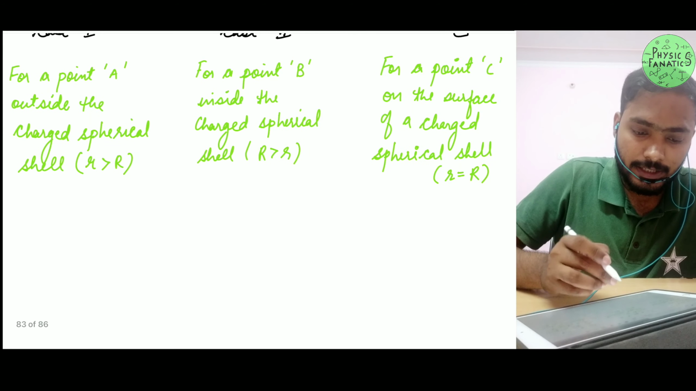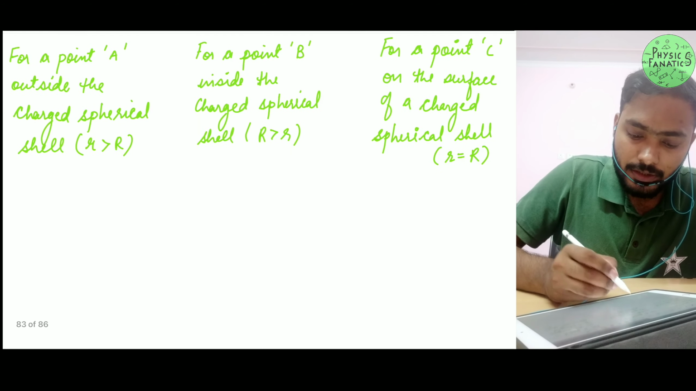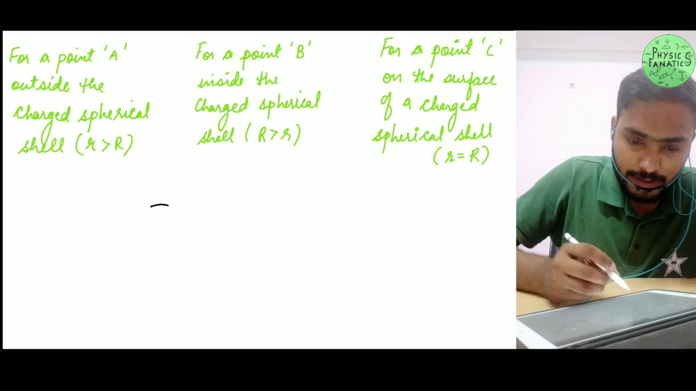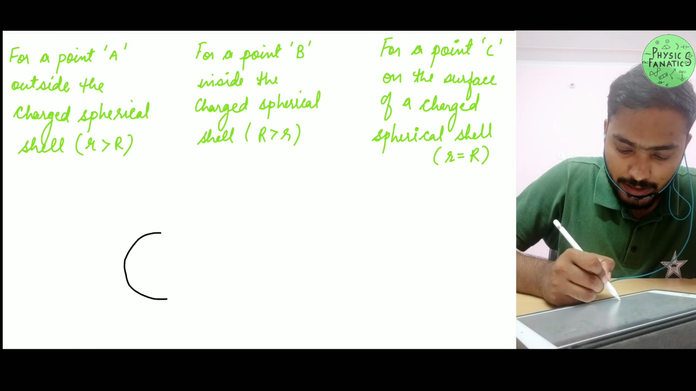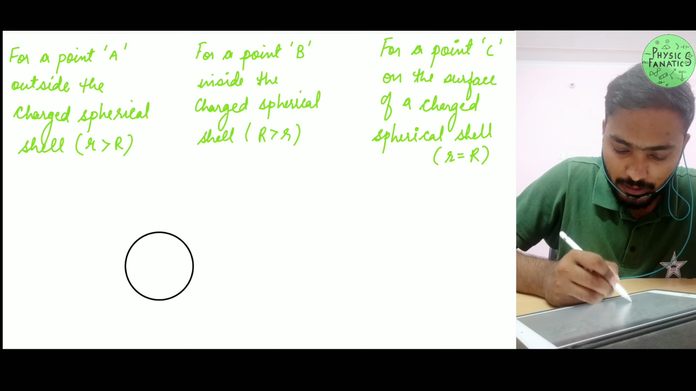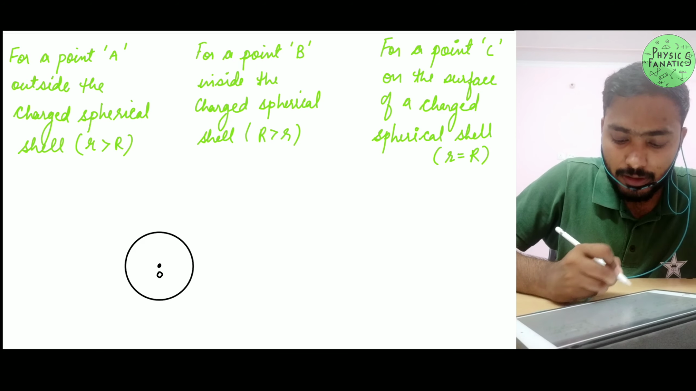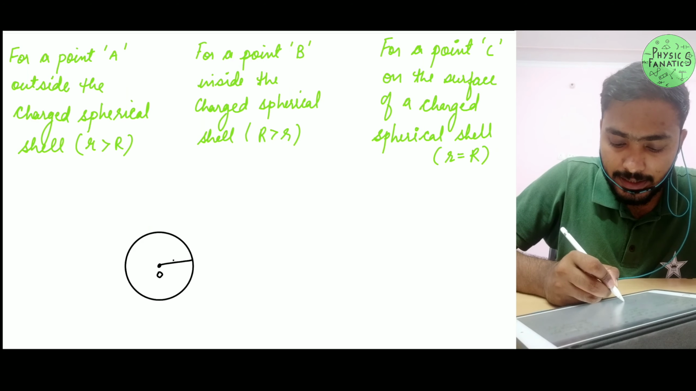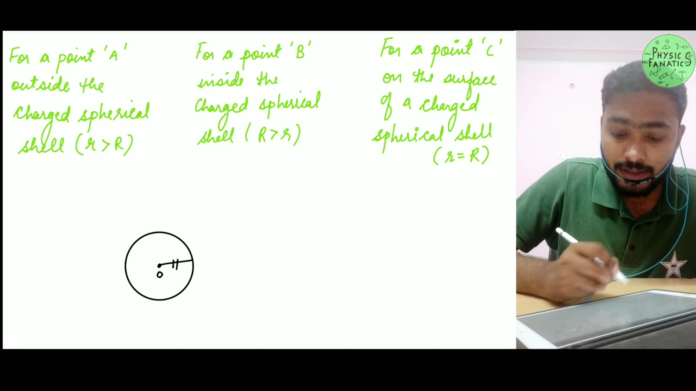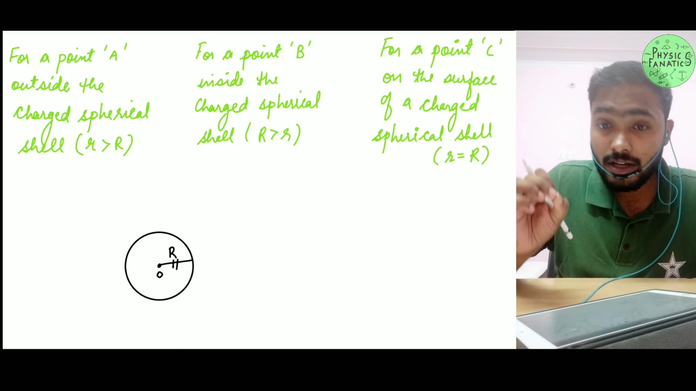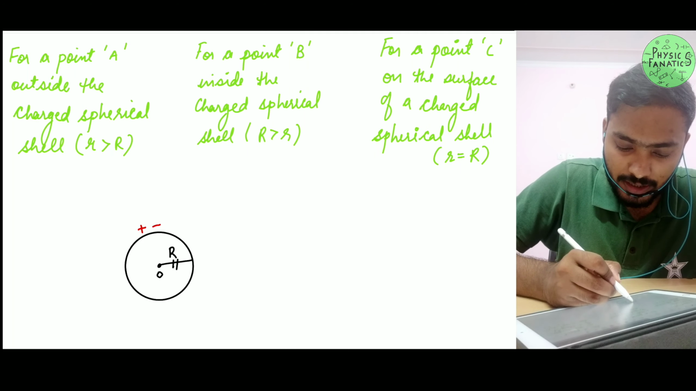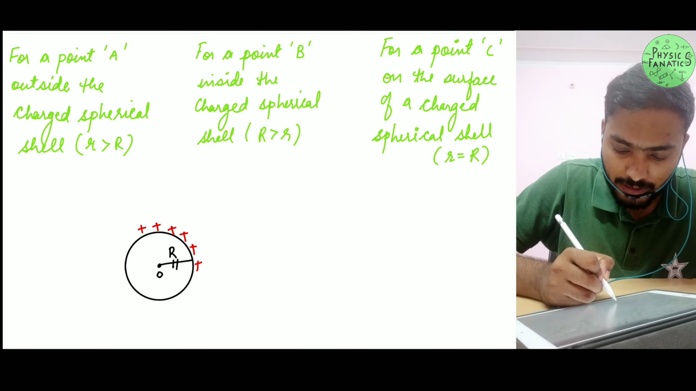So first case. Basically this is my spherical shell. Great. This is my spherical shell, and let's say this is the center. Let me call this center O, and let's say the radius of this spherical shell is capital R. I hope you guys can understand that. And it is charged. It is charged, that means all of the charge will be on the surface because it's actually a shell, right?